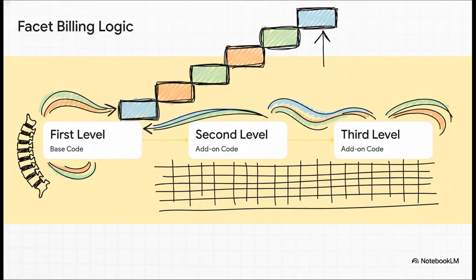Now, facet joint billing, oh man, this is where you can really see those line items stack up. Why? Because they're billed by each level of the spine. So you'll see a base code for the very first level they treat, and then separate add-on codes for every single additional level. It really is like counting stairs on your bill. First step, second step, third step.